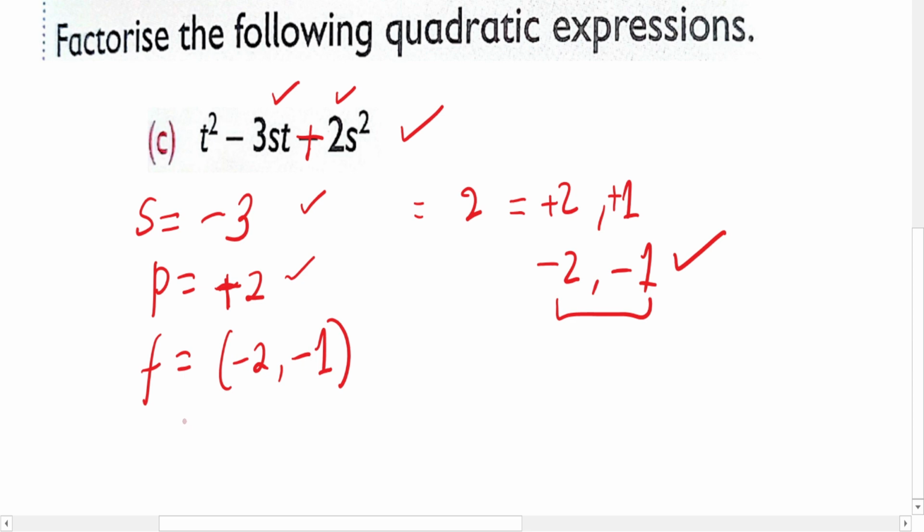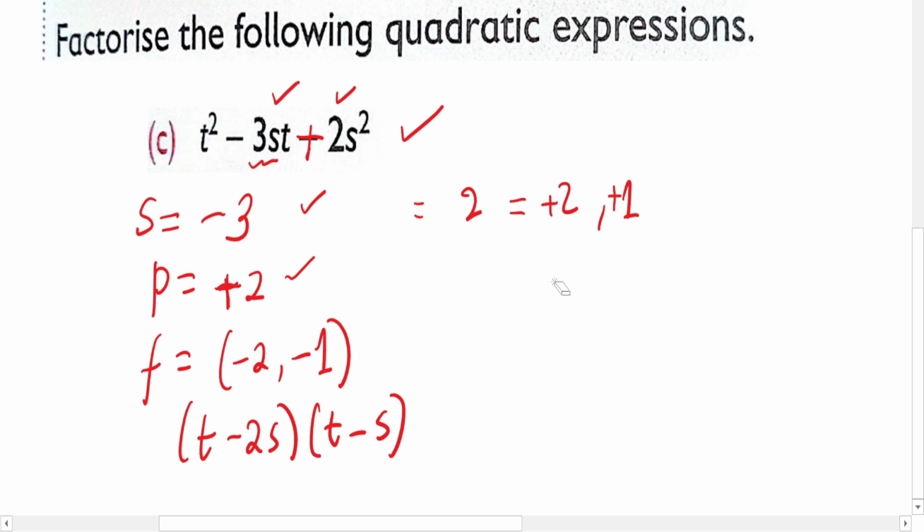Now when you're factorizing the simpler way, you're going to get t minus 2s, and the other one as t minus s. That gives you the one above. The reason behind it is because it's negative 3st, and therefore it should be t and s in the beginning and also the end.